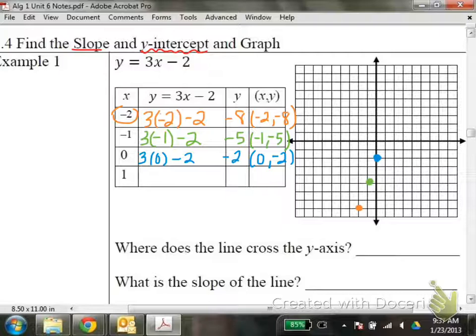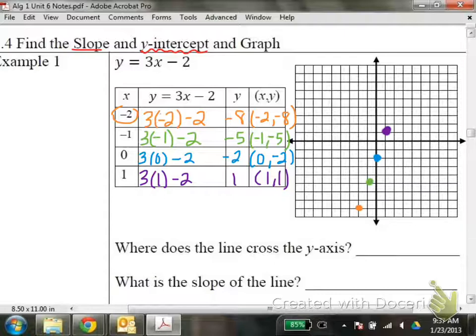Okay, last one. 3 times 1 minus 2. What's 3 times 1? 3 minus 2. 1. So the point is 1, 1. We love that point, don't we? It's so easy to graph. Okay, so that makes a straight line.